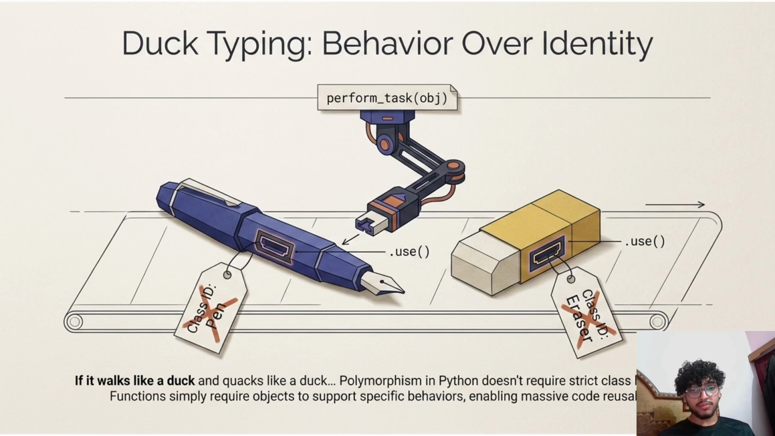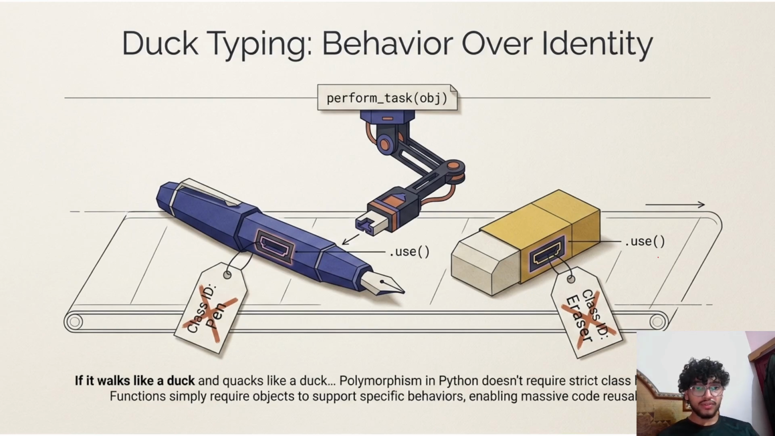Functions simply require objects to support specific behaviors, enabling massive code reusability. So this is stating that if it walks like a duck and quacks like a duck, it's a duck. So it's behavior over identity.